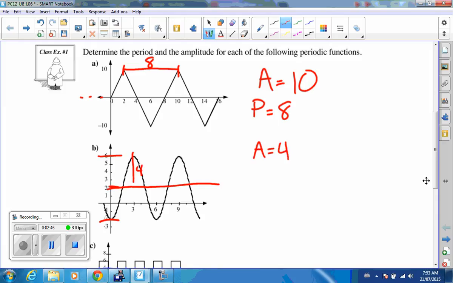And then again, if I look at my period, on this one, I'm going to go trough to trough. Why? Because my first trough is right at the y-axis. So that's an easy one to look at. So my next trough happens 6 units away at 6. So in this case, my period, I'll color coordinate here, is 6.